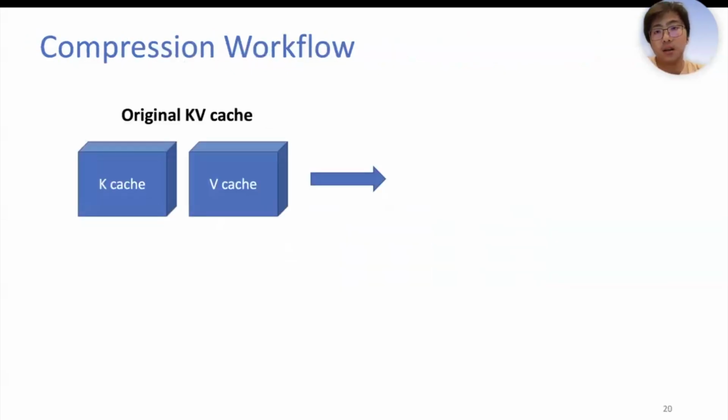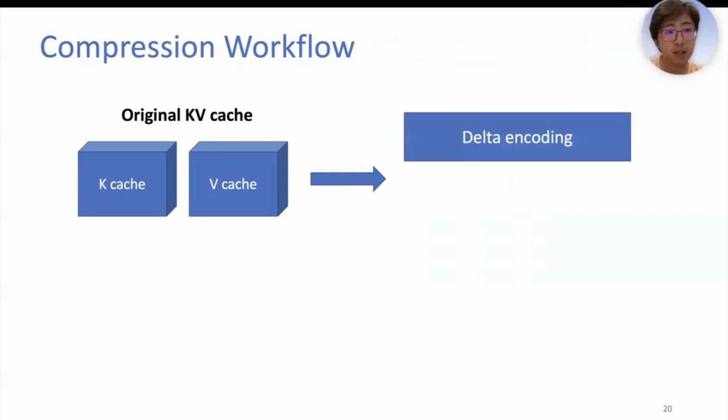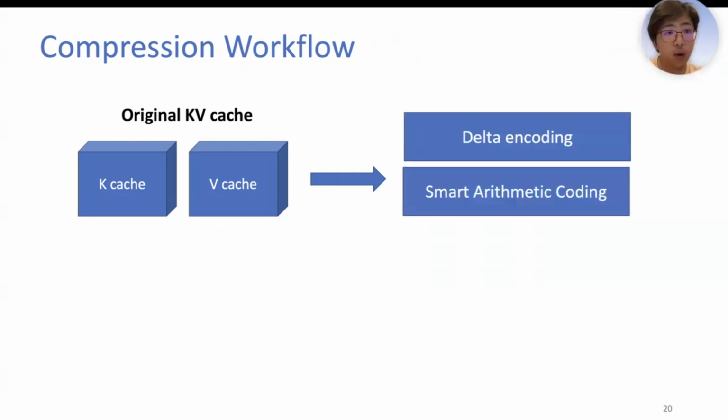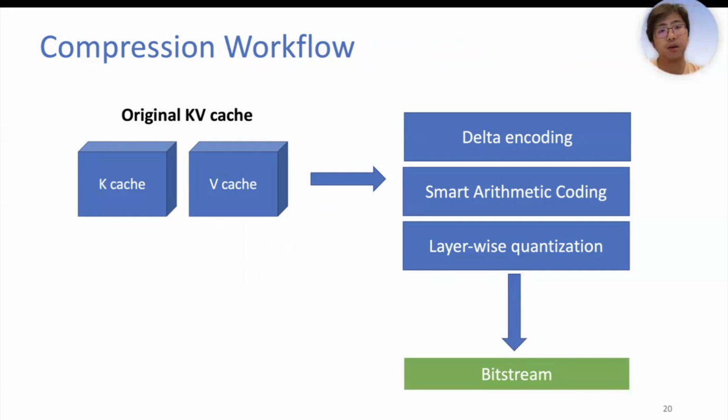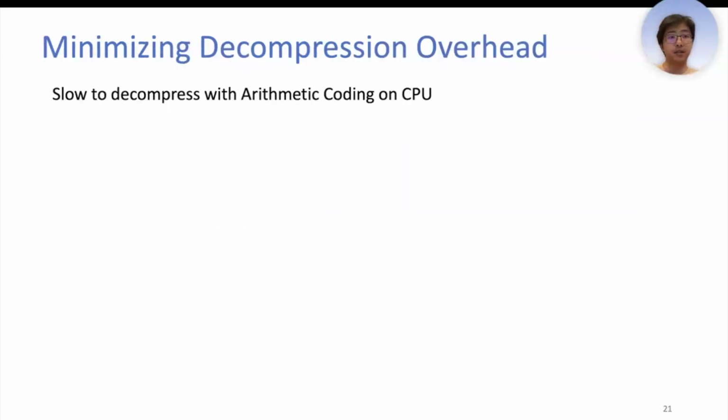And so the overall compression workflow looks like this. You take the original KV cache, you apply delta encoding, you do smart arithmetic coding, and then you do this layer-wise quantization to get a compact bit string. For decompression, you basically do the same thing in the inverse order.